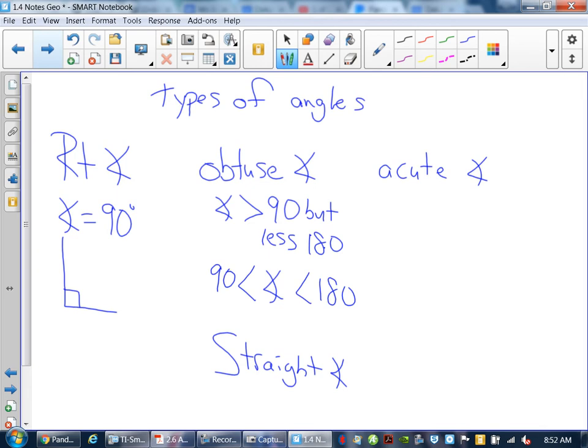The reason we say less than 180 is because for our purposes, we're not worrying about multiple revolutions throughout space. We're only looking at the standardized stuff. Okay. Acute angles. Acute angles measure what? Less than 90 degrees. Greater than 0, less than 90.